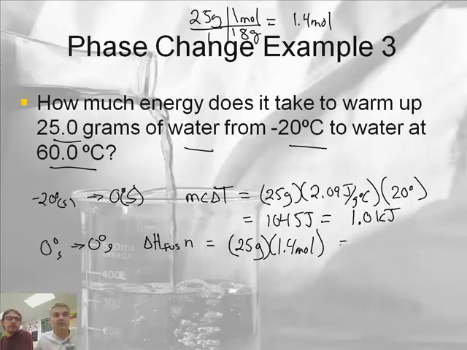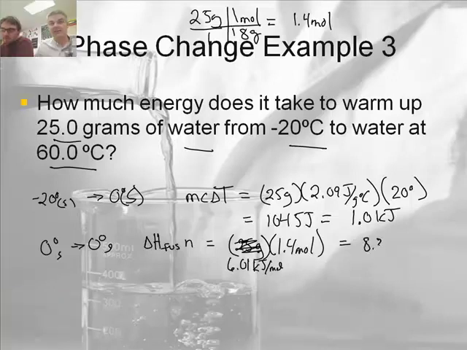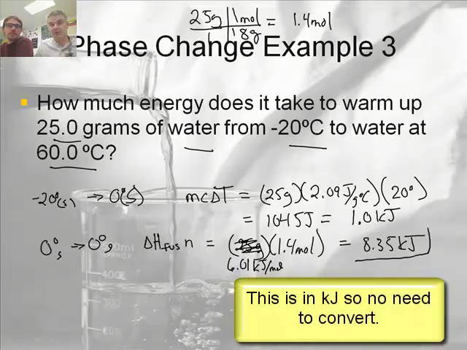I'm going to get your 25 grams out of there. 1.4 moles times 6.01, which is our delta H of fusion, kilojoules per mole. So times 1.4, was it like 8 or something? 8.35. That's 8.4 kilojoules. Right. So here we have this number and this number.